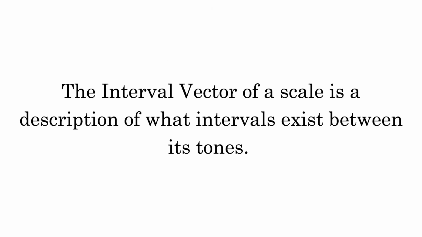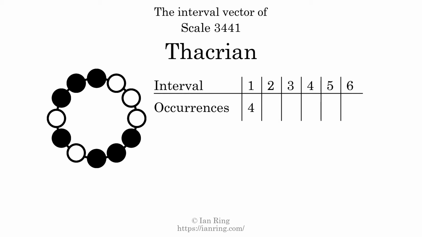The interval vector of a scale is a description of what intervals exist between its tones. There are 4 intervals with the size of 1 semitone. They are here, here, here, and here. There are 4 intervals with the size of 2 semitones. They are here, here, here, and here. There are 2 intervals with the size of 3 semitones. They are here and here.